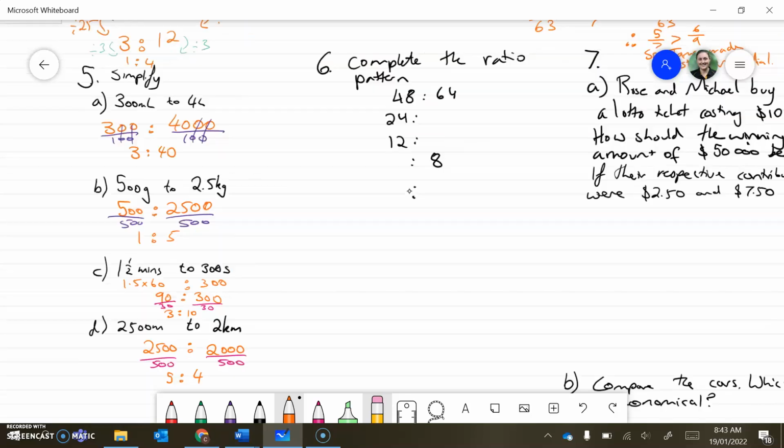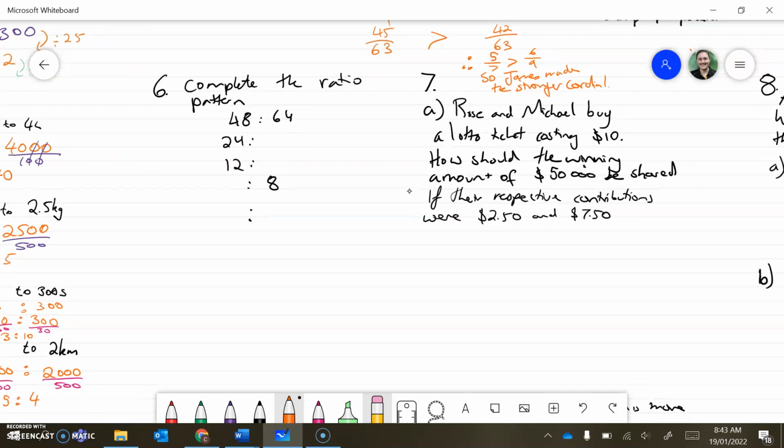Okay, I want to complete the ratio pattern. So you can see here 48 to go to 24, I divide by 2. So then 64 I also need to divide by 2. So this side would be 32. To go from 24 to 12, I need to divide by 2. So 32 down, divide by 2, which is 16. 16 to 8, I divide by 2. So 12 divided by 2 is 6. And then to get my last one, I can also divide by 2 again. So then I'll have 3:4.